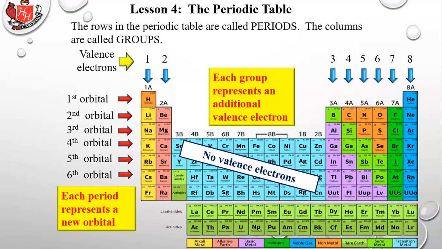Again, the key to valence electrons is that they are the outermost electrons. Those are the ones that do the chemical bonding, and that's what allows different elements to be put together into different compounds and different substances.